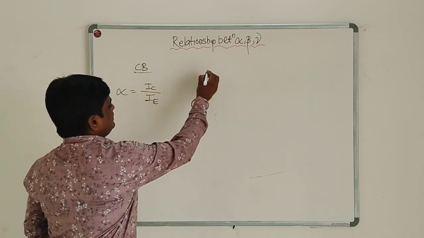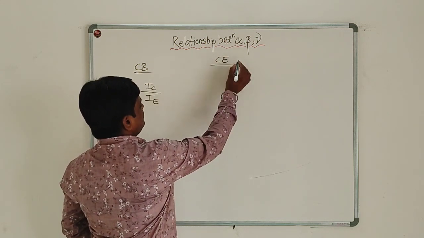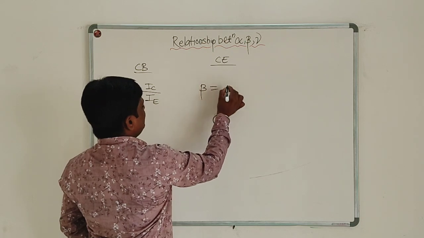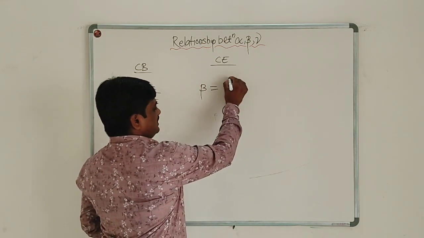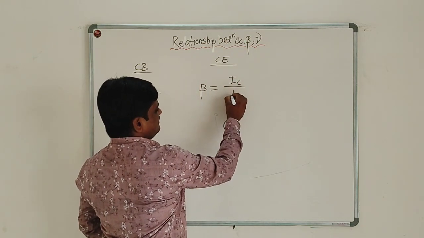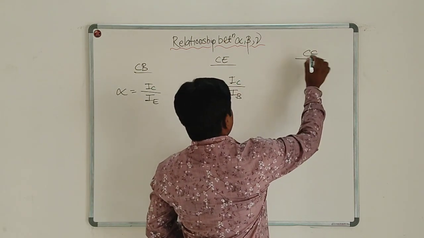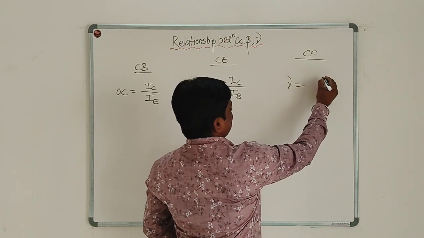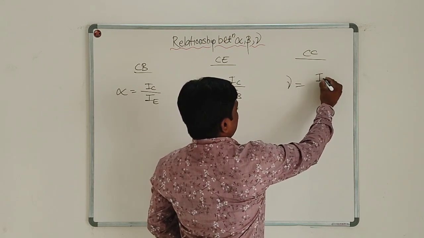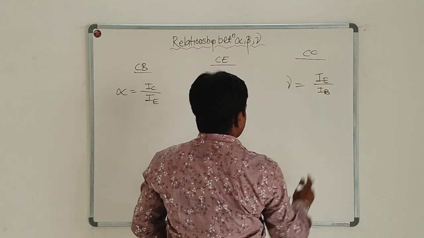Then if I consider the common emitter configuration, the current gain is beta. Beta is equal to, if you apply the same trick, IC divided by IB. And in the common collector configuration, the current gain gamma is equal to the output current IE divided by IB.